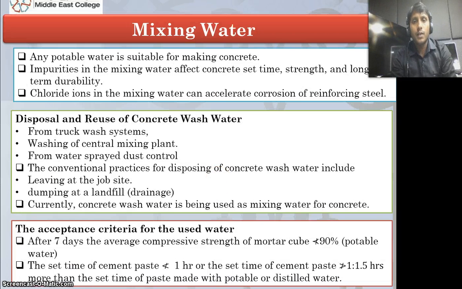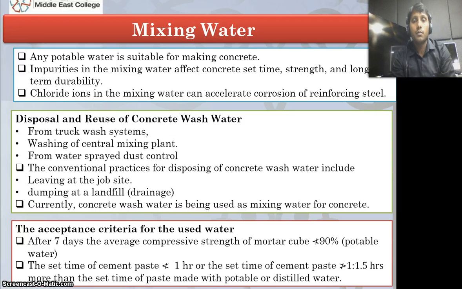So please read about water mixing and disposal and reuse of concrete wash water. Let me explain this. Any potable water is suitable for making concrete. Impurities in the mixing water affect concrete set time, strength and long-term durability. Chloride ions in the mixing water can accelerate corrosion of reinforcing steel. So I'll just explain what is disposal and reuse of concrete wash water.